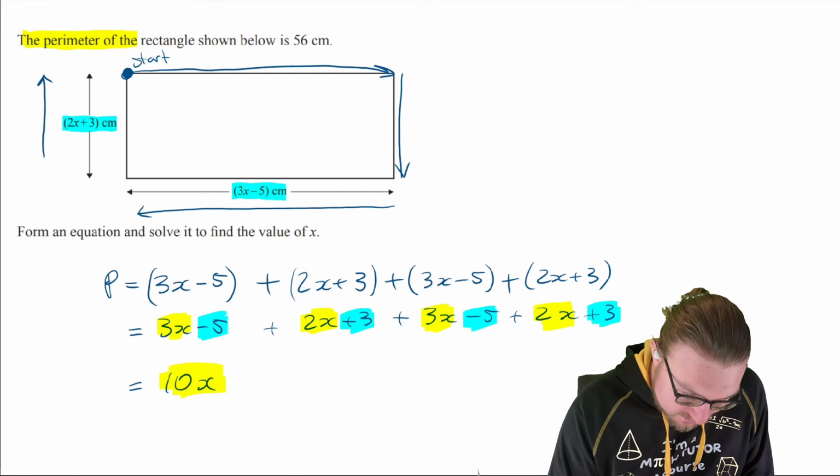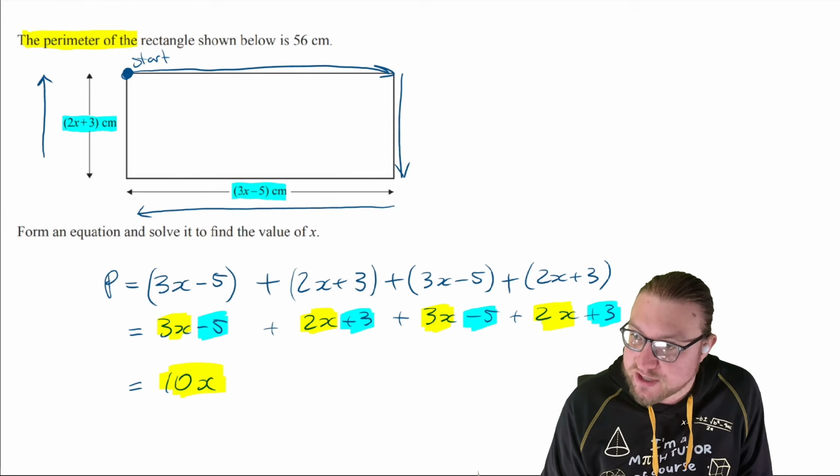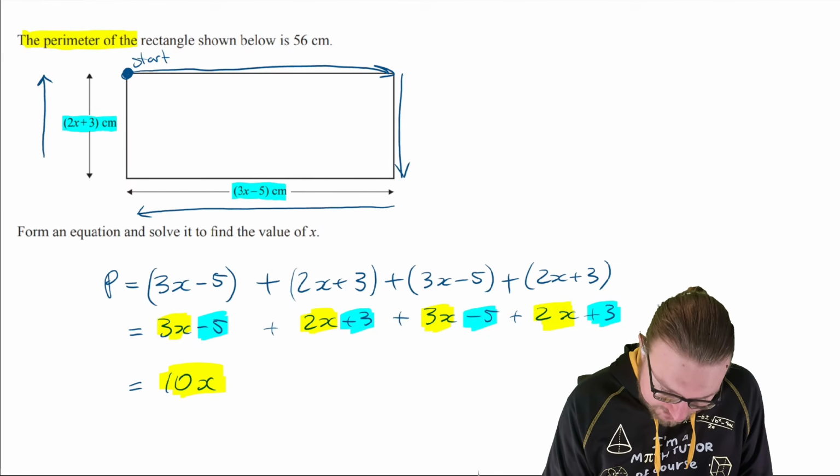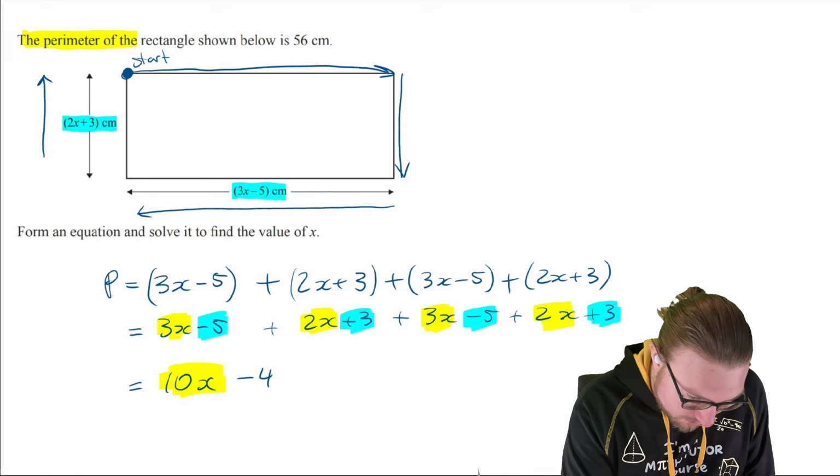And then the blue terms, we're going to get minus 5 plus 3. And that again twice, so that should be minus 4.